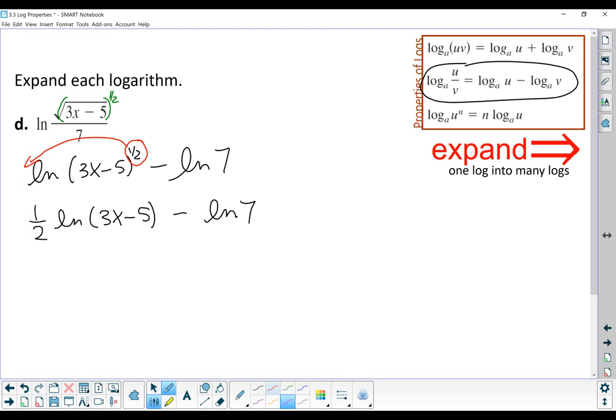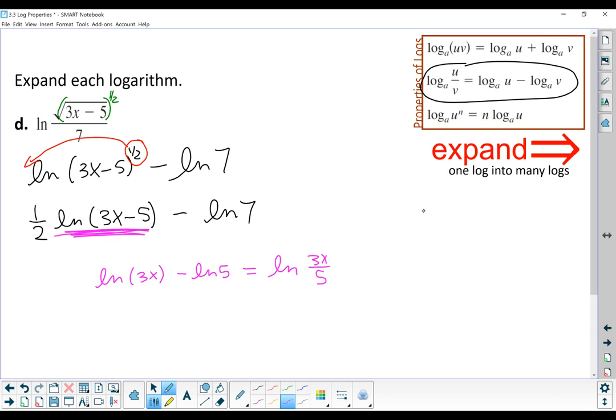Now, please note, there is no rule that helps me to separate this. Sometimes students will be like, hey, can't we do the natural log of 3x minus the natural log of 5? And we can't. If you think about our rules, this is the natural log of 3x over 5. We cannot separate the log of subtraction.